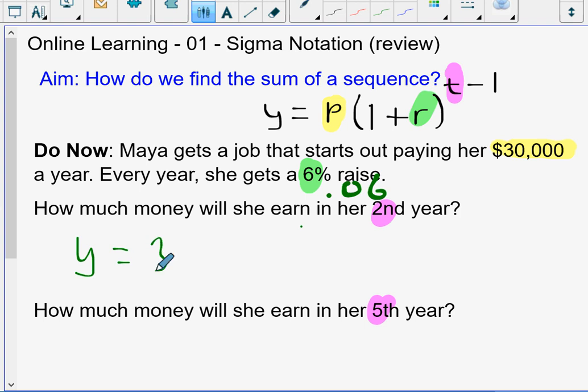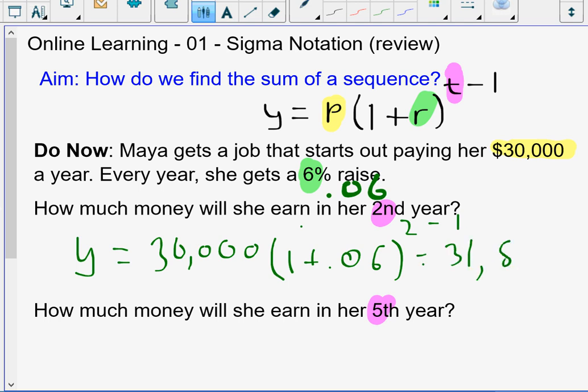So y equals 30,000 times 1 plus 0.06 to the 2 minus 1, which I know 2 minus 1 is just 1. And I'm going to go ahead and plug that into my TI-84. And I've got 30,000 times 1 plus 0.06 to the first power. And I get that her second year, she's getting paid $31,800.